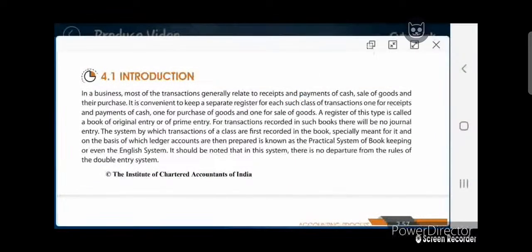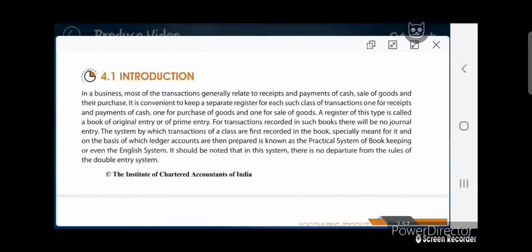So it is very easy to keep a separate register for each such class of transaction. One for receipts and another for payment of cash, and one for purchase of goods and one for sales of goods. If you keep separate books, you will easily know that this is the sales of goods we have done, this is the purchase of goods we have done.